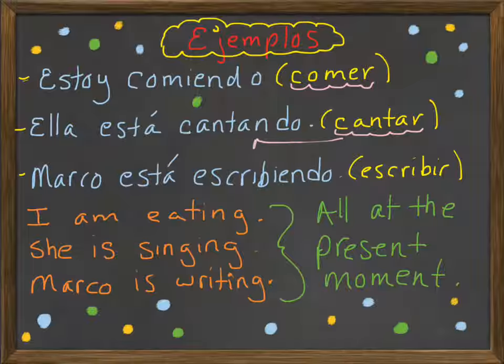Okay, and this one I'm going to use the verb cantar, which means to sing. And see it becomes cantando. So it's going to be ella está cantando, means she is singing. Here I'm using the verb escribir, which means to write. So here I'm going to change it to writing. So Marco está escribiendo is Marco is writing. Okay, so I wrote those down here. Remember, these are all happening at the present moment.